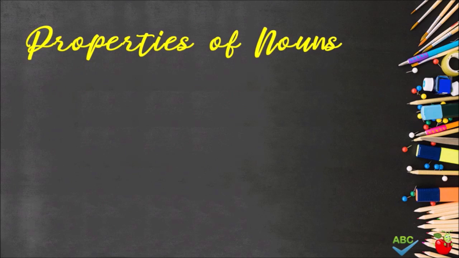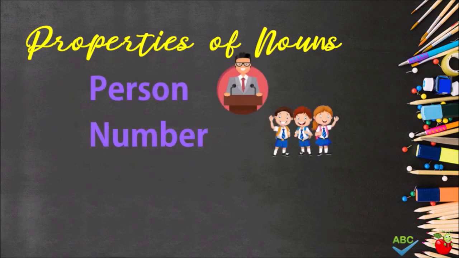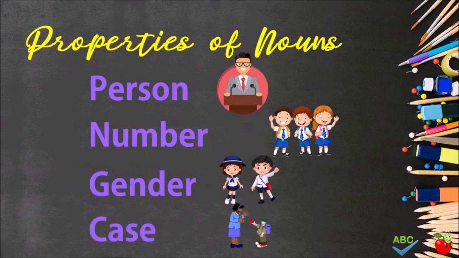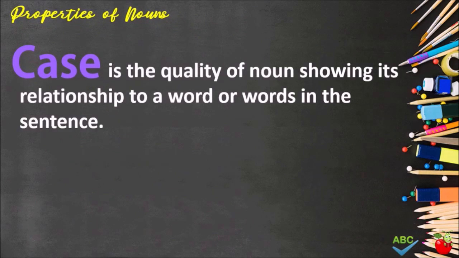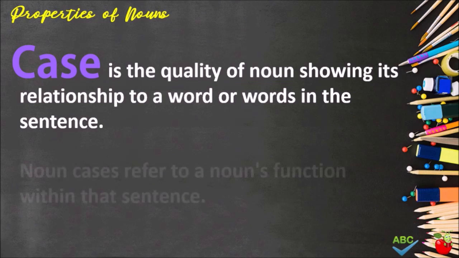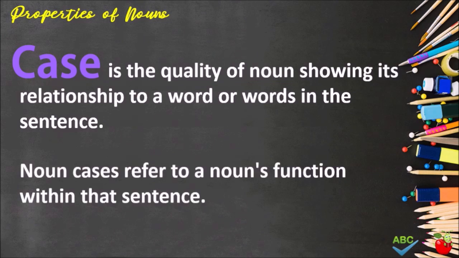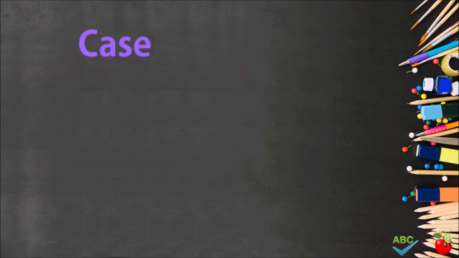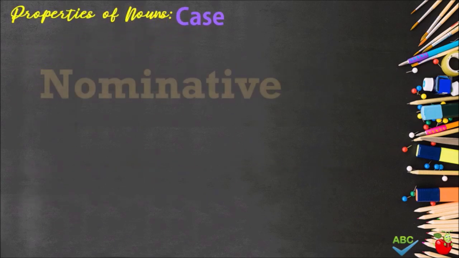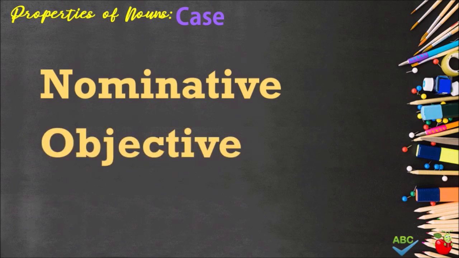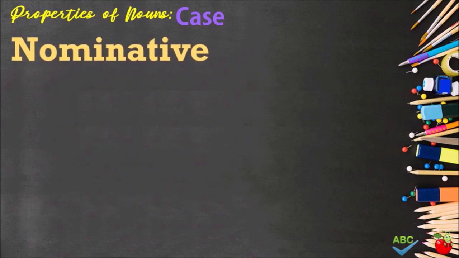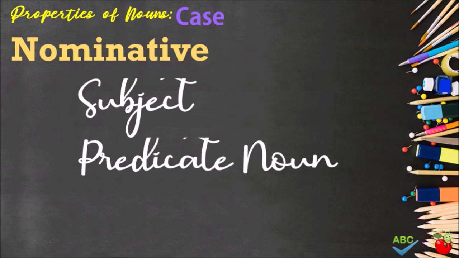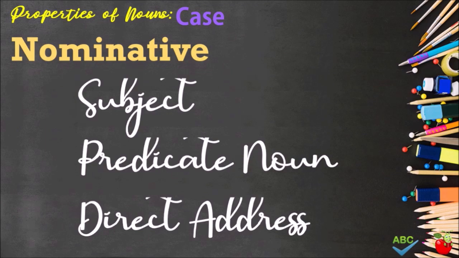There are four properties of nouns: person, number, gender, and case. Let us discuss the case of nouns. Case is the quality of noun showing its relationship to a word or words in a sentence. Noun cases refer to a noun's function within that sentence. There are three cases of nouns: nominative, objective, and possessive case. In the nominative case, nouns have three functions: subject, predicate noun, and direct address.